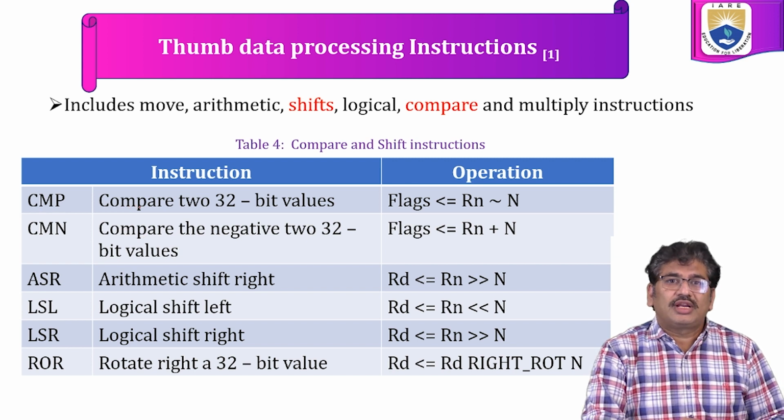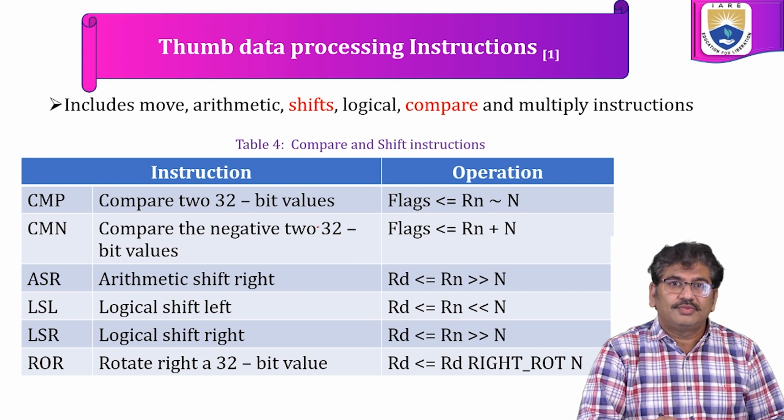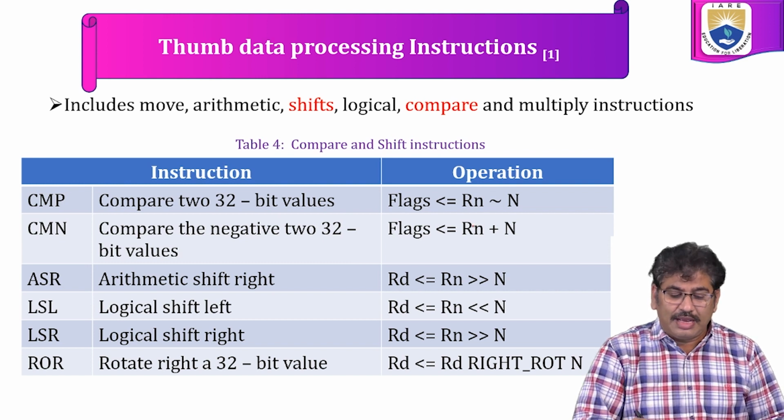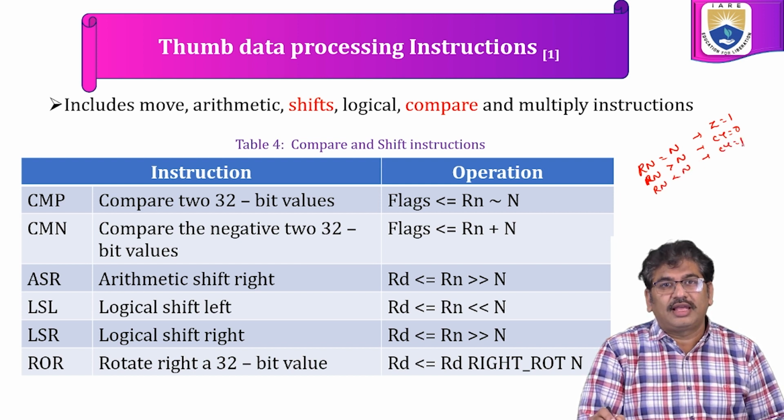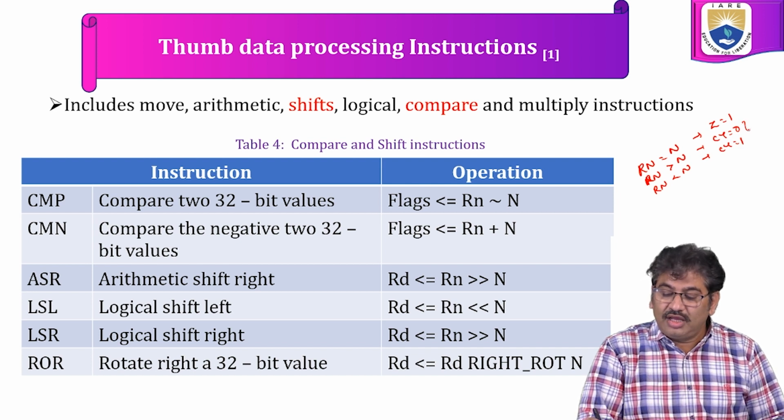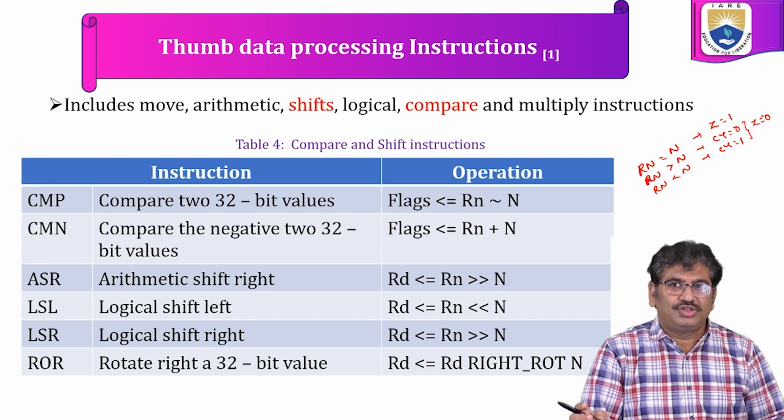CMP, which is used for comparing two 32-bit values. This instruction will compare the register contents Rn with the value of N, where N can be an immediate data or register M. By comparing these two values, if Rn contents are equivalent to N, then the Z flag will be set to 1. If Rn register contents are greater than N, then the carry flag is equivalent to 0. If Rn register contents are less than N, then it will make the carry flag equivalent to 1. In all these cases, the Z flag is equivalent to 0.